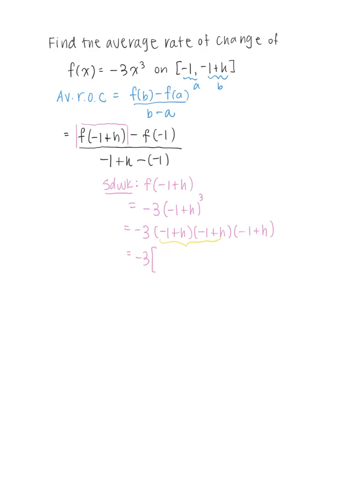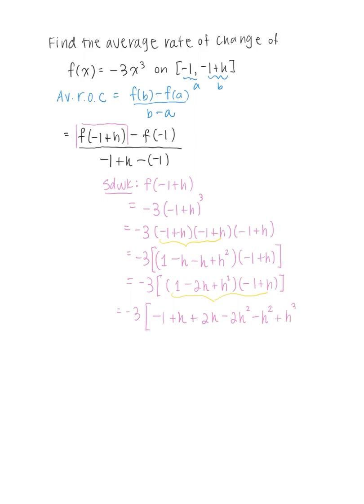Okay, so now let's FOIL. Then you're going to have positive 1, and then minus h plus h squared. And then you're going to have negative 1 plus h. All right, so let's just clean it up. So that's negative 3 times 1 minus 2h plus h squared, and then negative 1 plus h. Okay, now we're going to multiply these two inside of the bracket. So here you're going to have negative 3. All right, now let's multiply this. You're going to have a negative 1 plus h, and then you're going to have a positive 2h minus 2h squared, and then minus h squared plus h cubed.